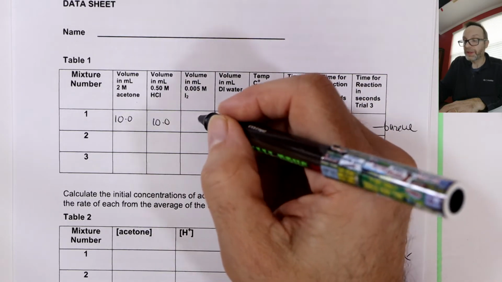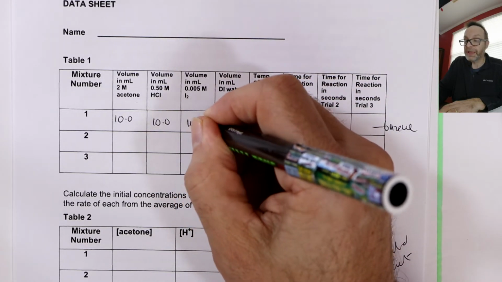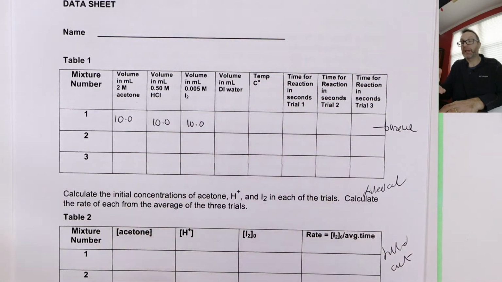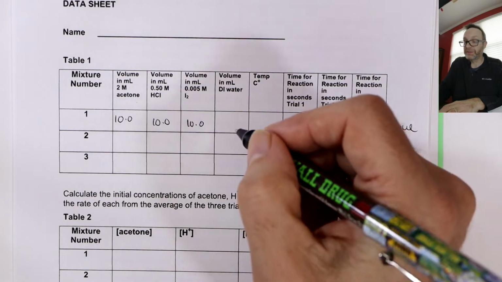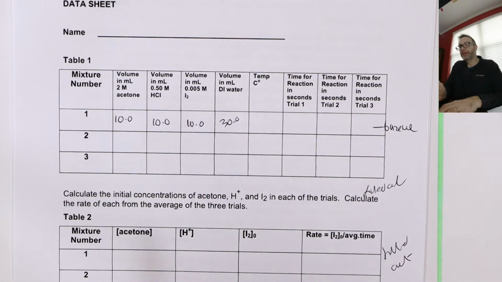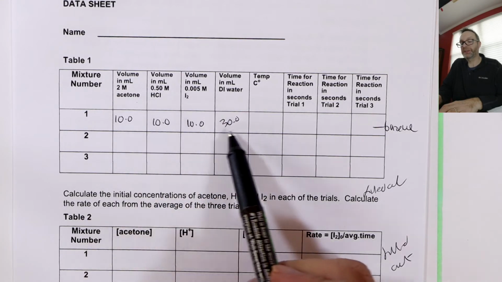Yeah, 30, oh no, sorry, my mistake, 10 of iodine. And that's 30, right? And we'd bring it up to 50 altogether. Each one of them adds up to 50 milliliters, so we need 30 of water just to top it off, okay? So that's trial one. And down here we'll work out the concentrations in a second, yeah?